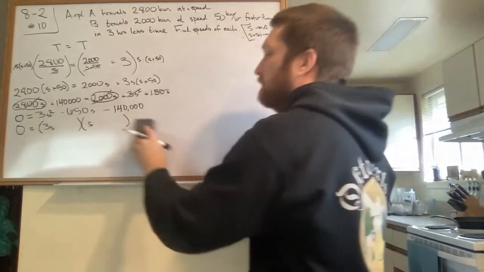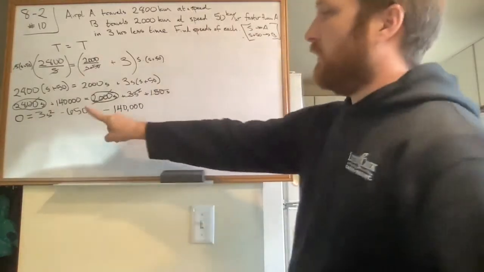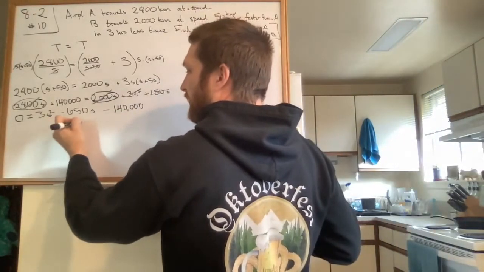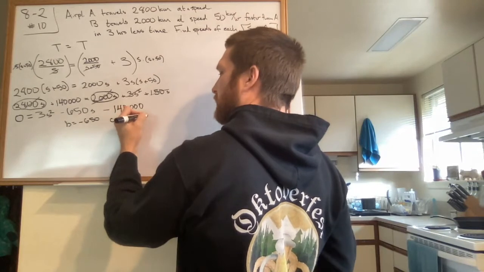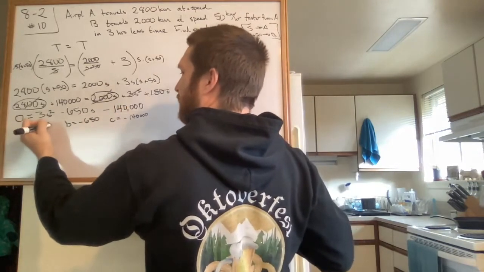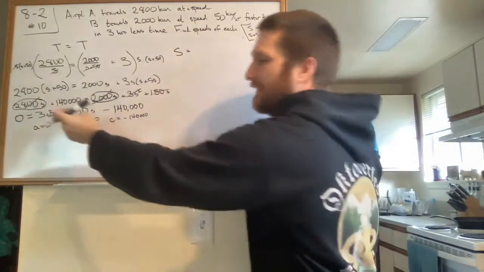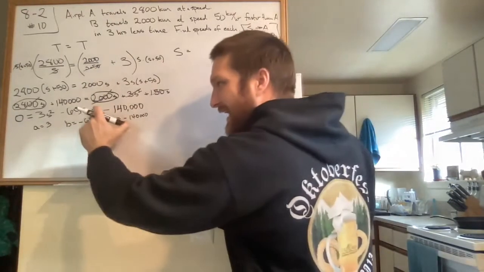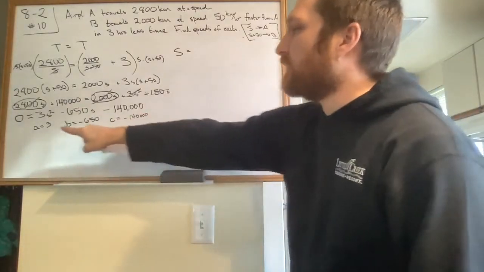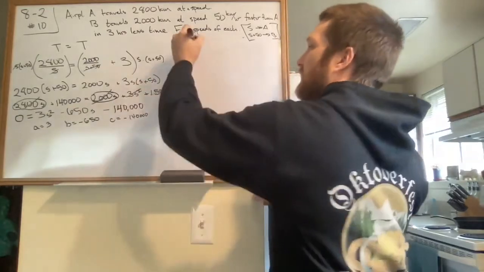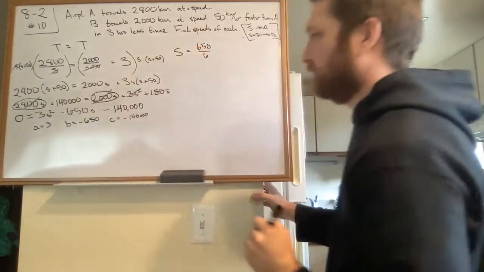All right, so. This is B. B is equal to negative 650. C is equal to negative 140,000. A is equal to positive 3. So that means that S is equal to, right? Because it's not X. In this case, S is the variable, and so S will be equal to negative B over 2A. So negative B is a positive 650 over 2 times A is 6.